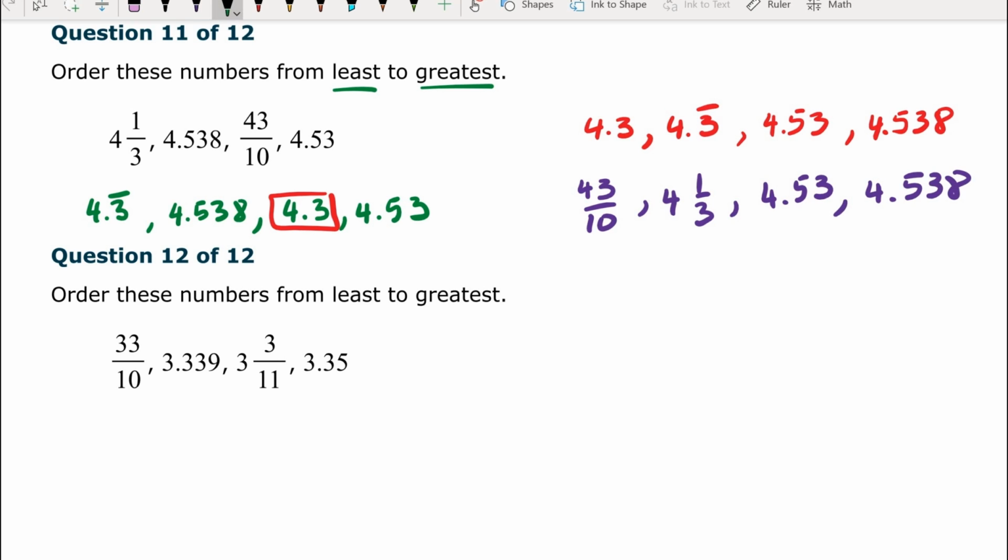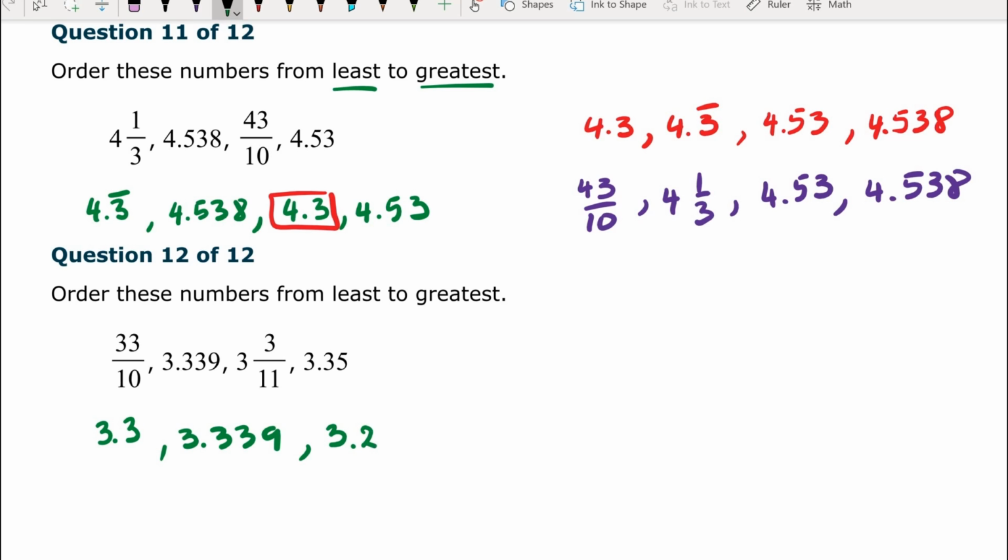The same for the last problem. 33 over 10, that will be 3.3. And this one is 3.339. This one will be 3 divided by 11. So that will give us 0.272727, the repeating of 27. And the last one is 3.35.